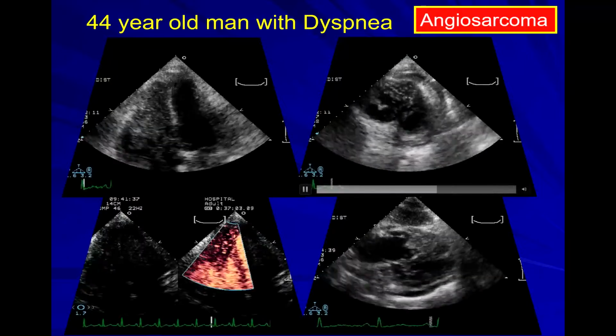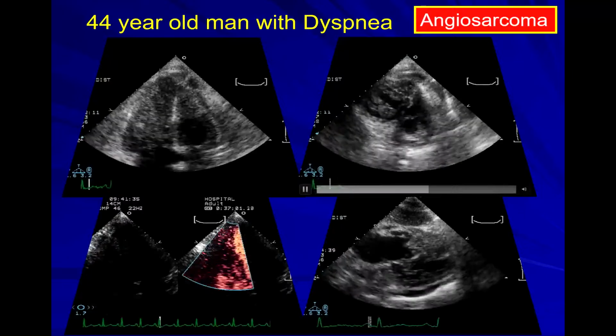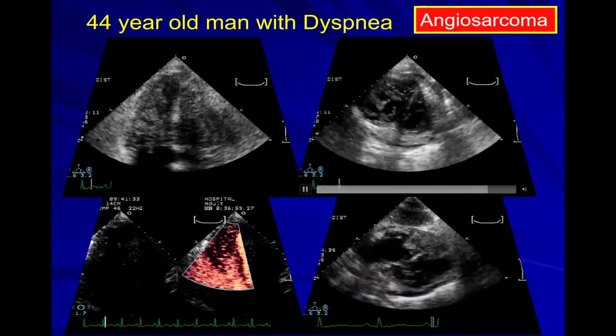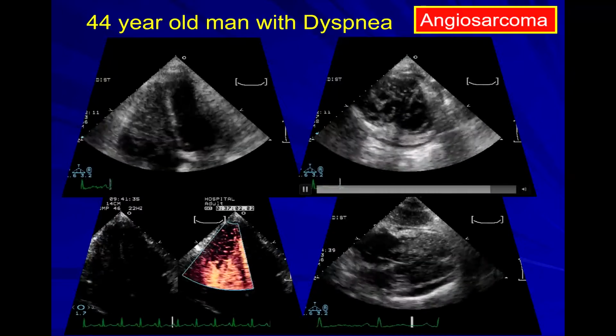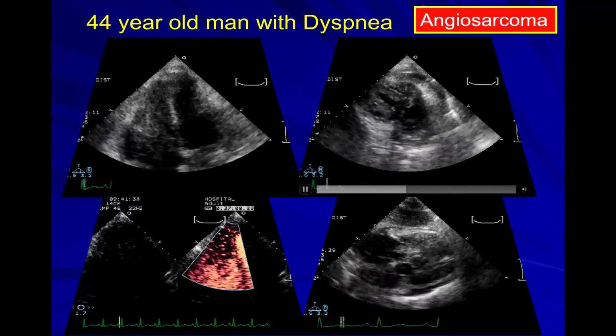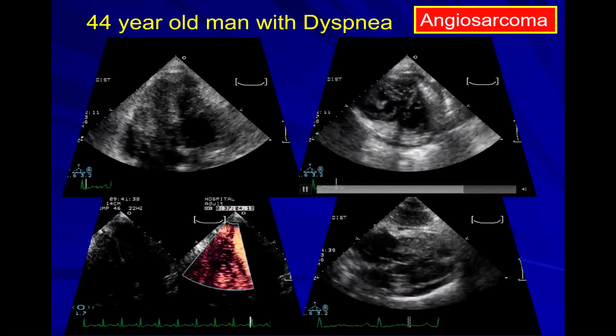The basal RV free wall is moving normally, but the rest is akinetic because the tumor is invading there, and you can see how it's stuck to the tricuspid leaflet. You can't even see the tricuspid septal leaflet anymore, and you can see there's a small circumferential pericardial effusion. So the pathology diagnosis on this one was angiosarcoma.